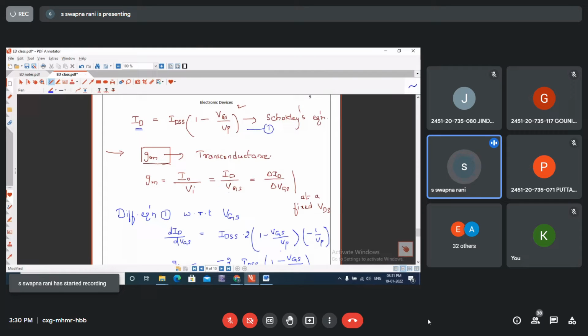So first we have taken the Shockley's equation. This is the equation 1 represented here, which is the mathematical representation of the transfer characteristics of the JFET. The transfer characteristic almost follows the parabolic. Therefore, the transfer characteristic curve is approximated to this equation, and it is given the name Shockley's equation after the scientist's name.